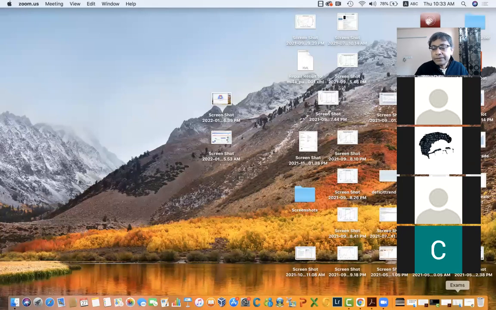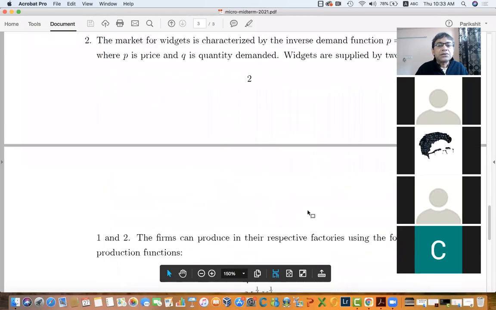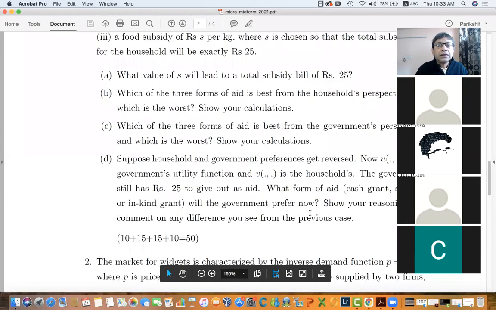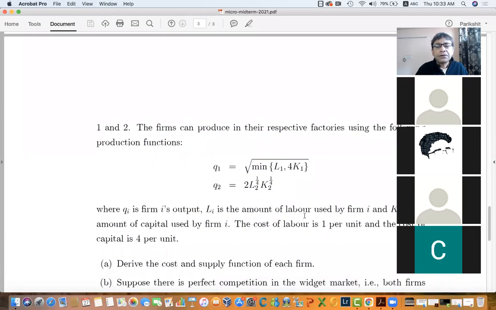Yes, sir, it's clear now. Okay. All right. So this is last year's midterm. Here you have the kind of question that was mentioned. You have two production functions, two different factories. Okay. So the question could be: find the cost function of each firm when they're separate entities. And if they merge, what is the combined cost function?